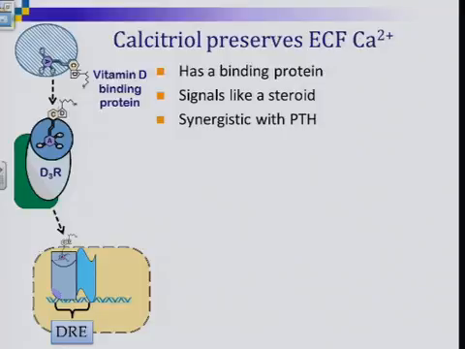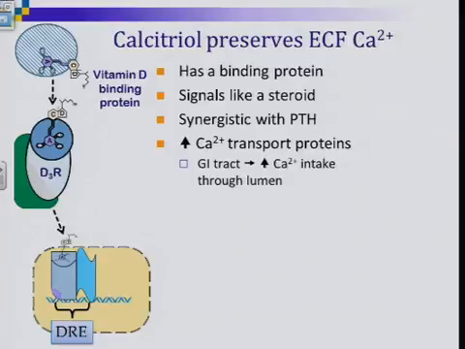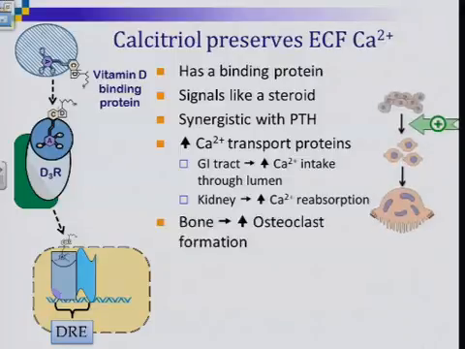Okay. Now it's synergistic with parathyroid hormone in that it increases the transcription of calcium transport proteins. In the GI tract, it increases calcium intake through the lumen. In the kidney, it increases calcium reabsorption. And in the bone, it stimulates osteoclast formation. Okay, so that's how it helps promote calcium resorption.